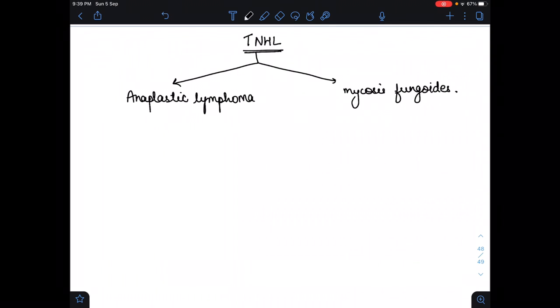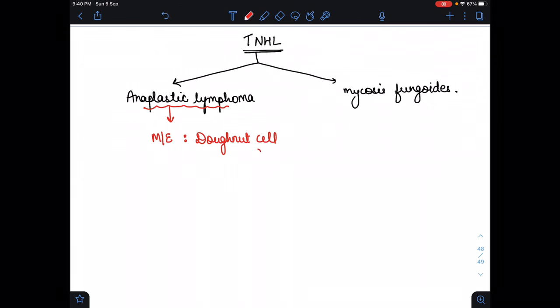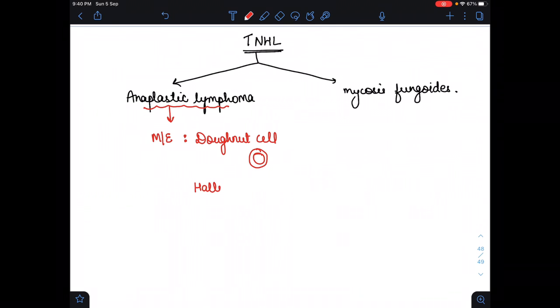So what are the findings we see in anaplastic lymphoma? On microscopic examination, we find donut cells. The first finding is the donut cell. It looks like a donut shape, and that's why it is known as a donut cell, which is seen on microscopic examination of anaplastic lymphoma. The second finding is the hallmark cell. So these two are the findings of anaplastic lymphoma.